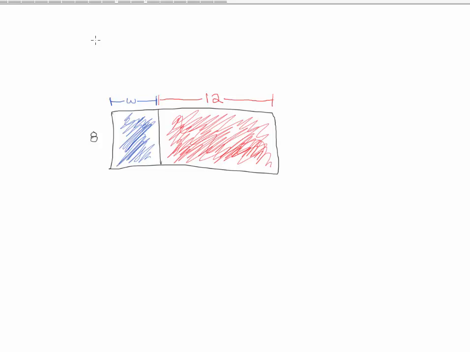Now, let's say I wanted to write out the dimensions of this entire rectangle. Well, I've been given the height is 8. That was given from the beginning. But what about the total width, or the total length of this side here, the black section that I've just drawn? How long is that? Well, we've got a 12 and we've got a W. We're going to write that mathematically as W plus 12. So we've got an expression for the length. The length is equal to W plus 12.